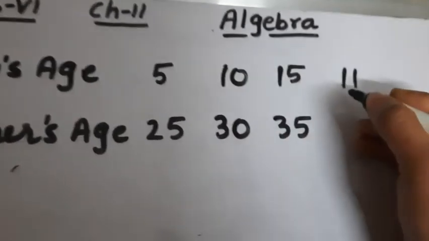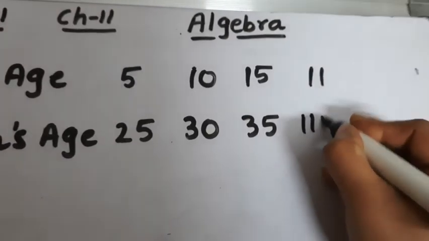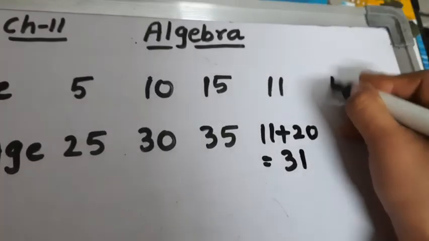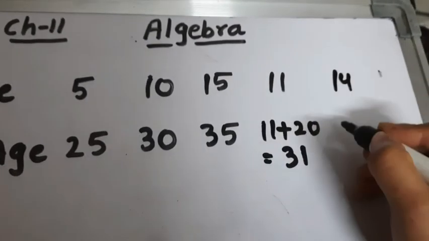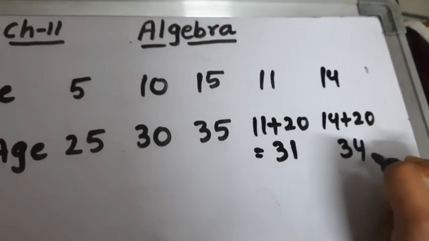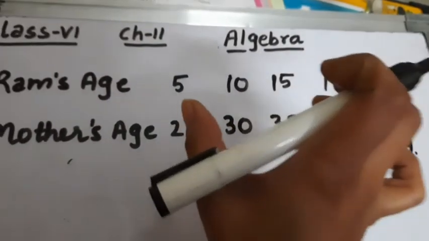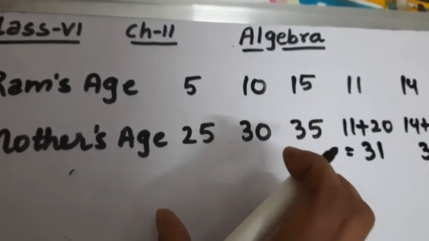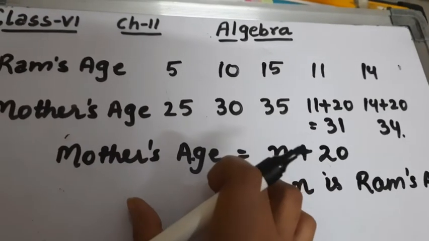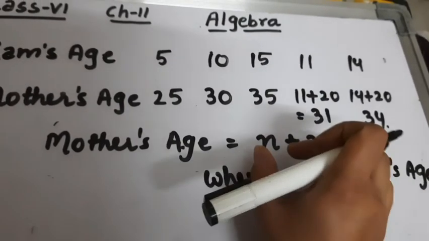So when Ram is 11 years, then what will be the age of her mother? Her mother's age will be 11 plus 20, that is 31 years. When Ram is 14 years, then her mother's age will be 14 plus 20, that is 34 years. That means the age of mother is 20 more than Ram's age. So the rule we have generalized here is that mother's age is n plus 20, where n is Ram's age. Okay, n can take any value.